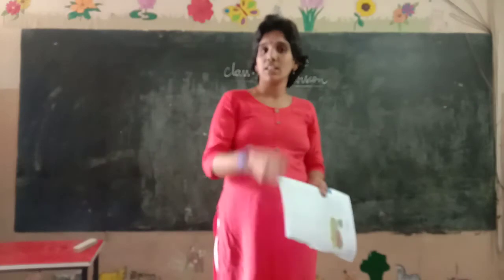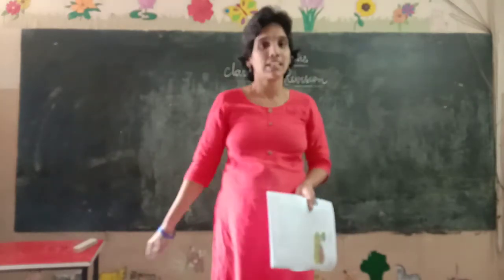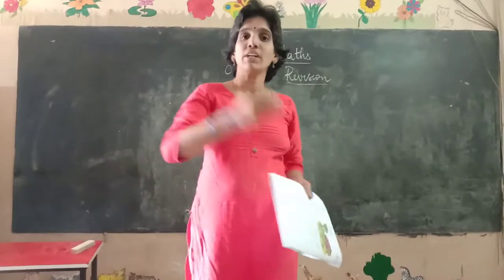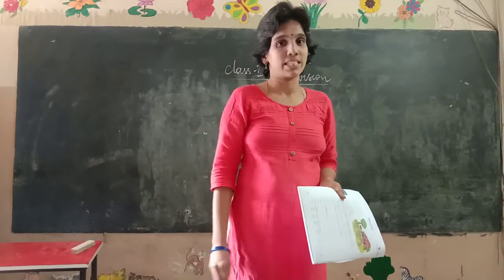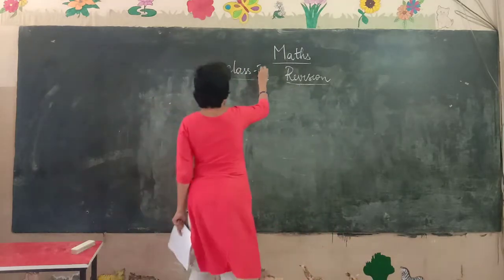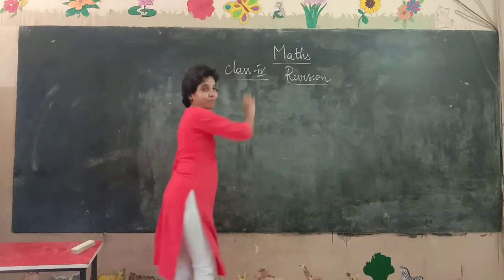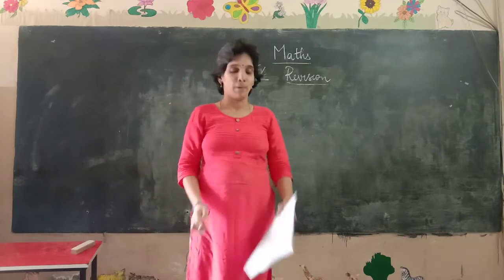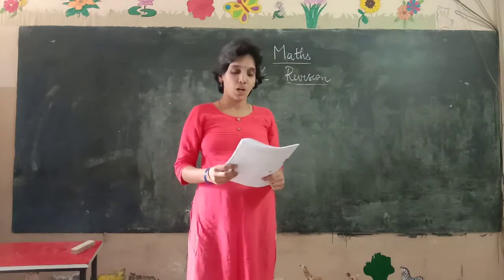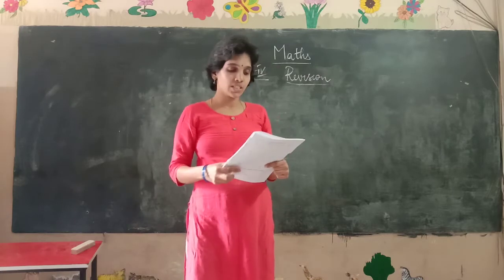These are the topics which we have discussed in third class, earlier classes. We will revise those concepts and then we will go to the fourth class topics, children. So first is fourth class maths revision. We will see the first problem, number 4. It was a word problem, children. Open your books and see.